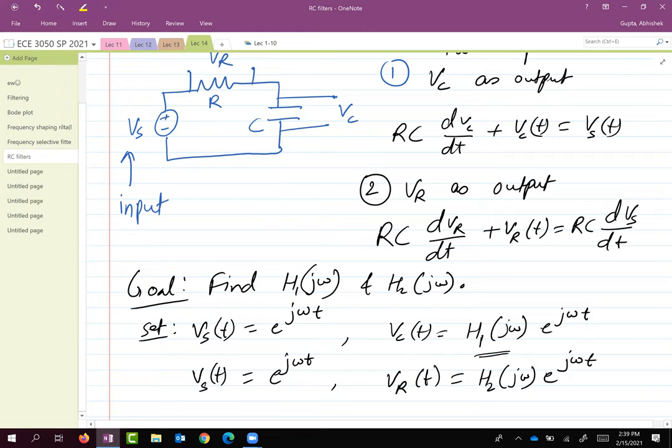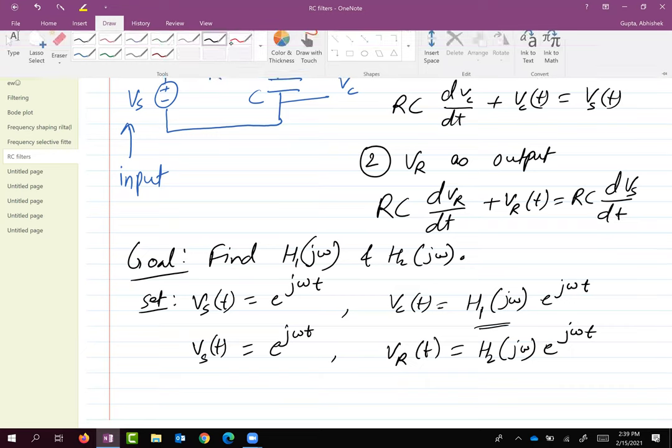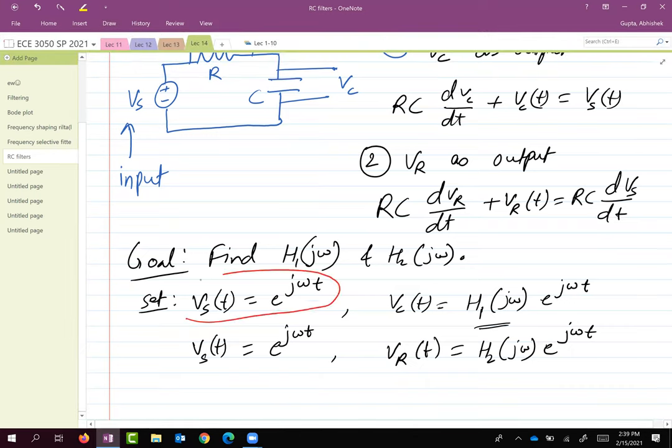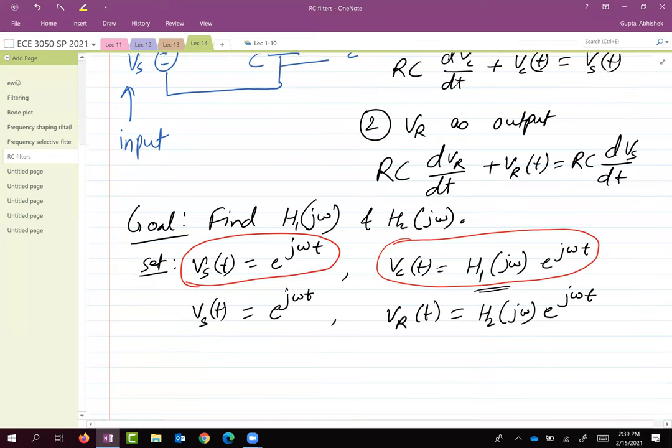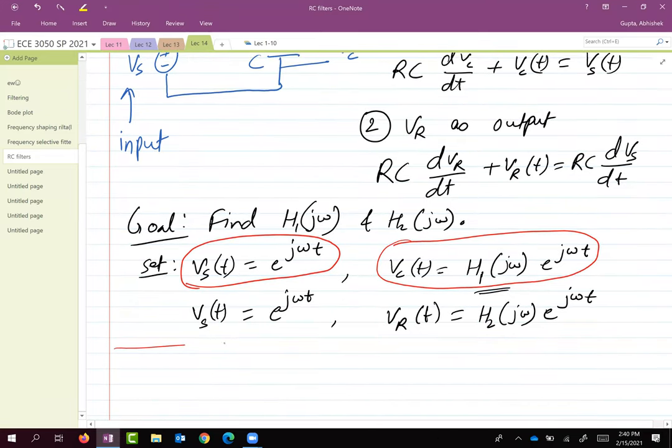Okay, so let's find out the value of H1(j omega). So I know this is my vS. This is the vS I need to pick. This is the vC I need to pick. I'll have one equation, one unknown, and I'll find out what that unknown is.